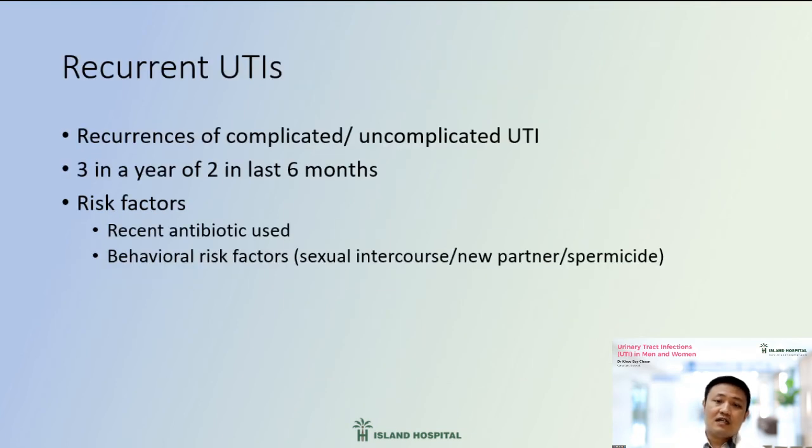Another group of patients has recurrent infection. Basically, if you have three infections in a year or two infections in the last 6 months, this is classified as recurrent infection. Usually, it is related to antibiotic usage, and multi-drug resistance develops. In a younger group of patients, the main causes of recurrent infection are actually behavioral problems: sexual activity, new activities, use of spermicide.